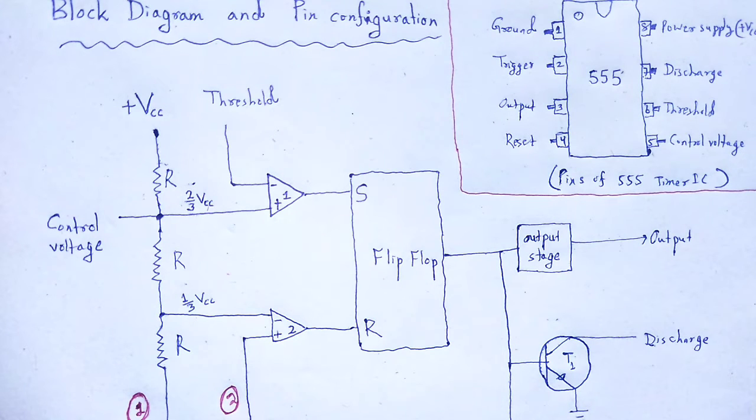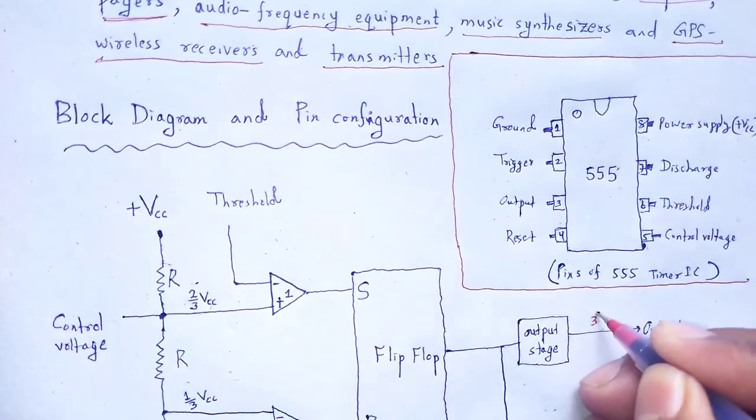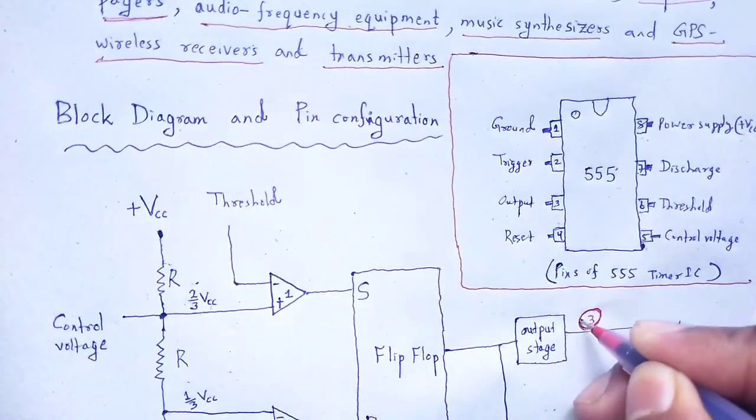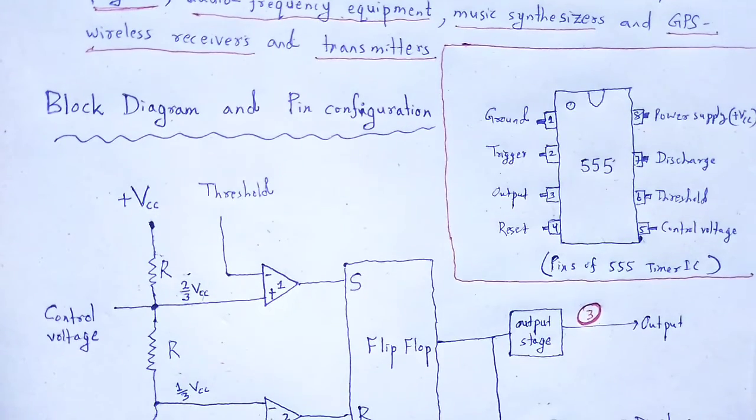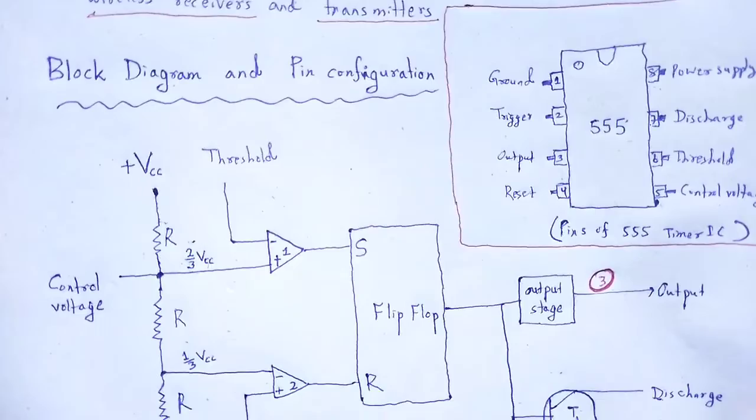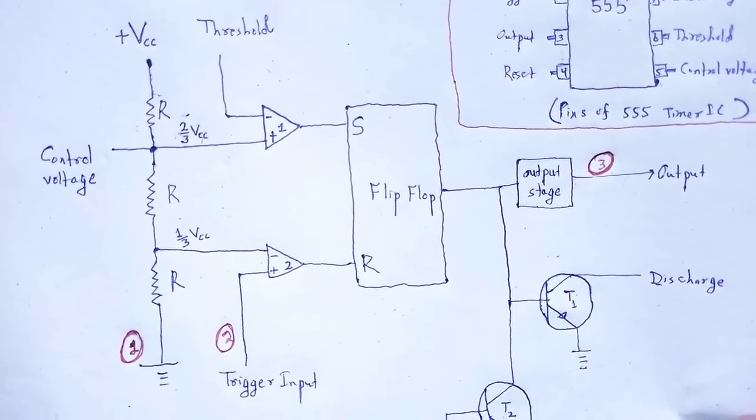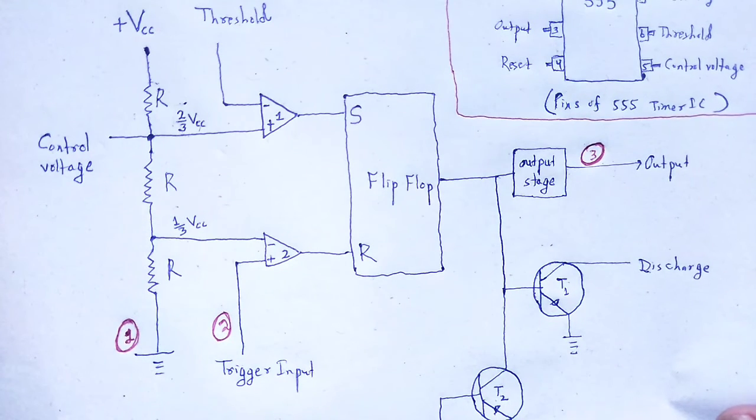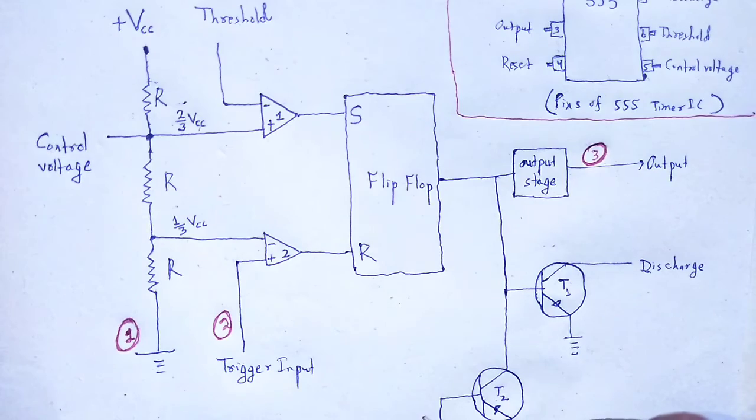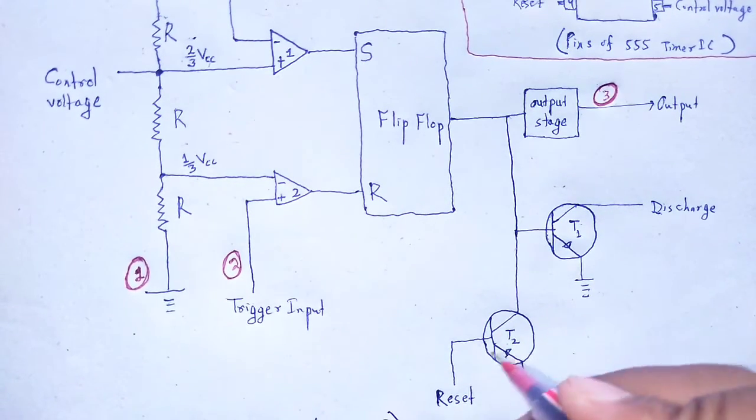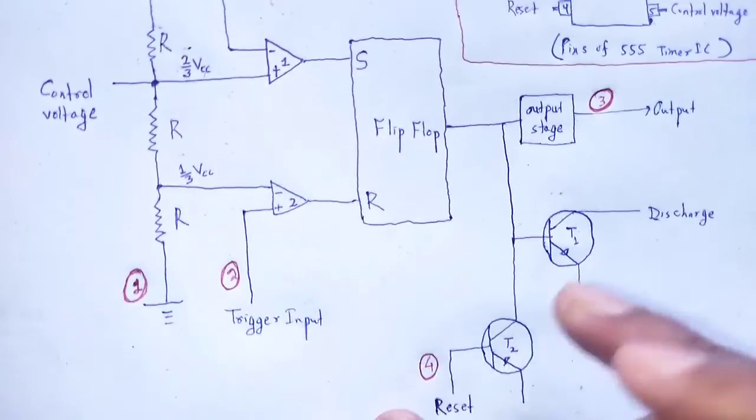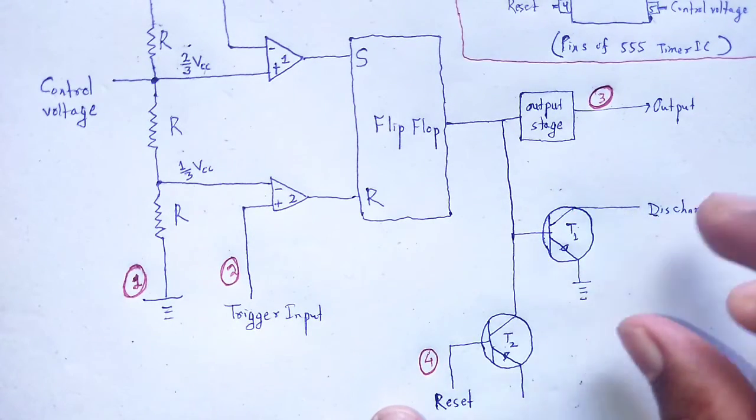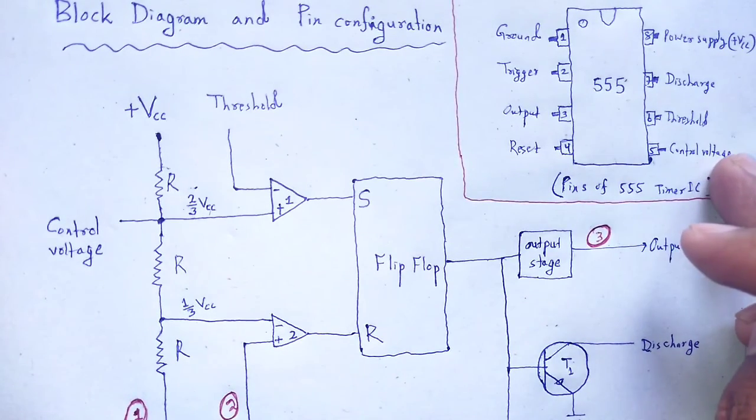So, output is either pin number 3 to ground or pin number 3 to supply. Next, reset. This pin helps disable the timer. A negative pulse is applied to this terminal in order to reset the timer. So, reset means in the pin section there will be that configuration internally.